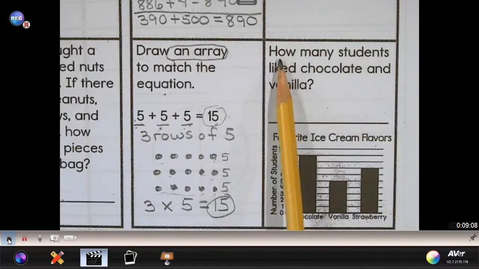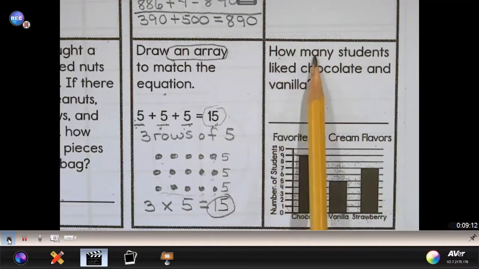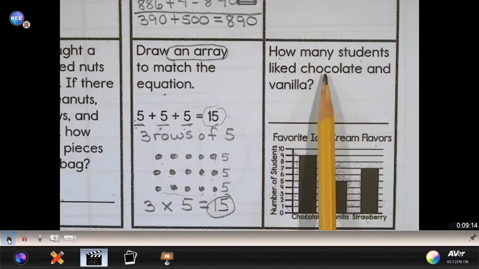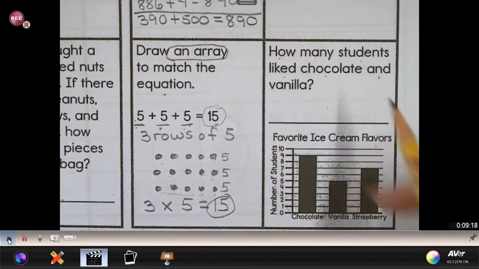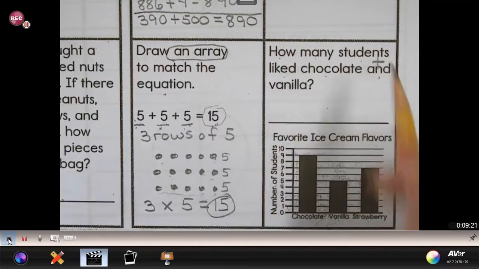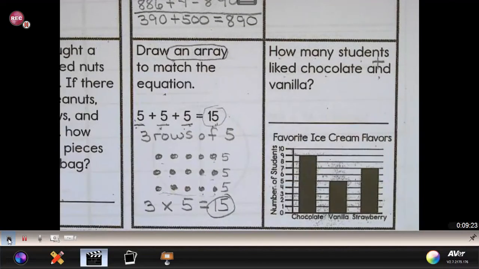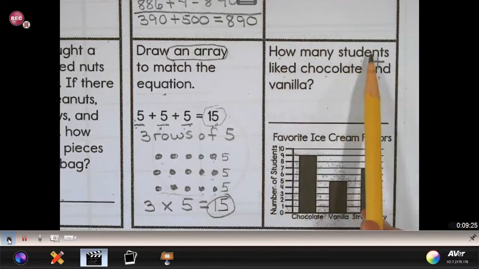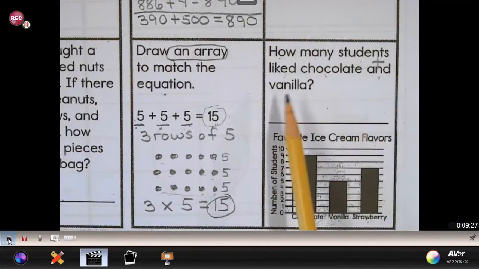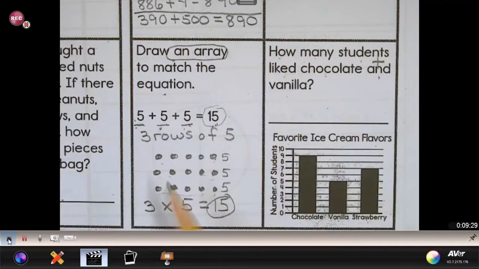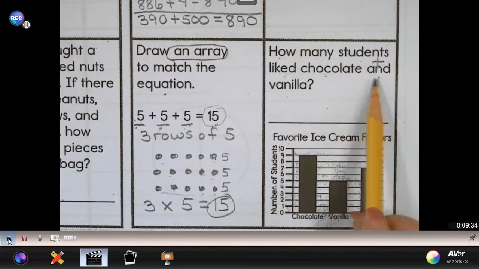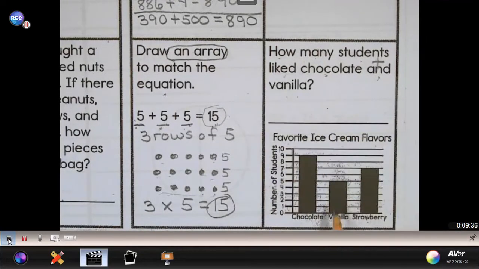So now if we take a look at what our question is asking us, it says how many students liked chocolate and vanilla. Remember that "and" is helping us understand that we're combining these amounts. Now, if it said how many more students like chocolate than vanilla, then we would be subtracting those amounts to find the difference. But in this case, we want to combine the chocolate and vanilla amounts. Please make sure to write an equation.